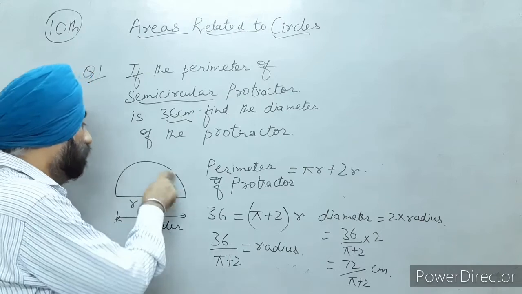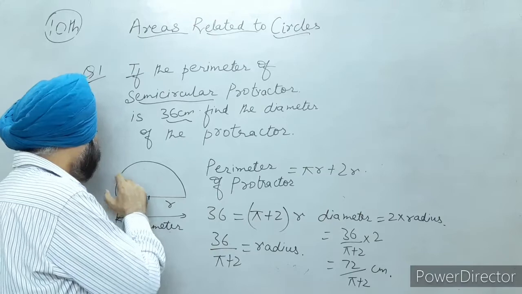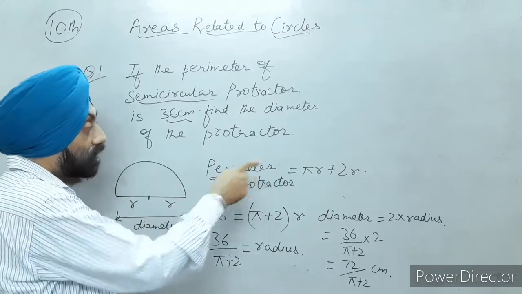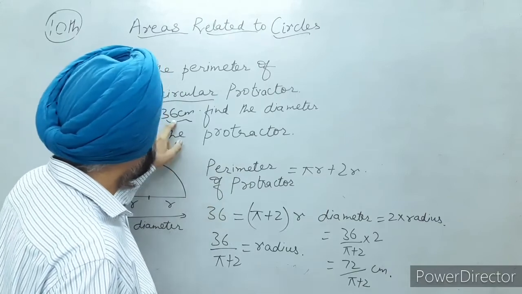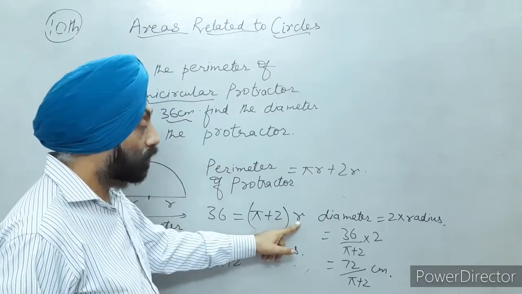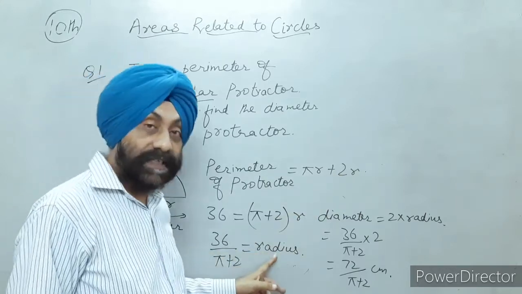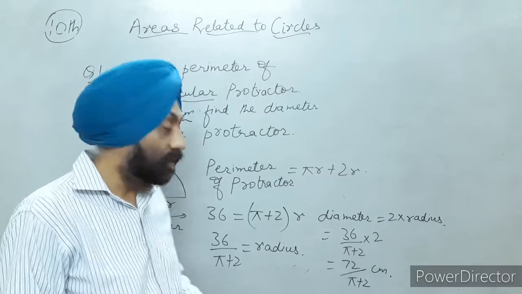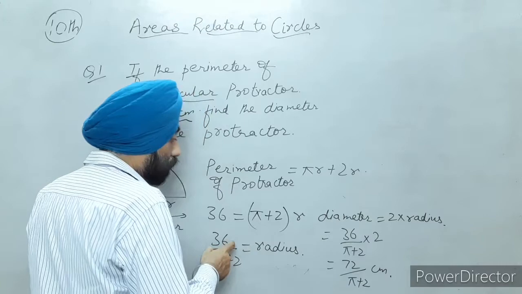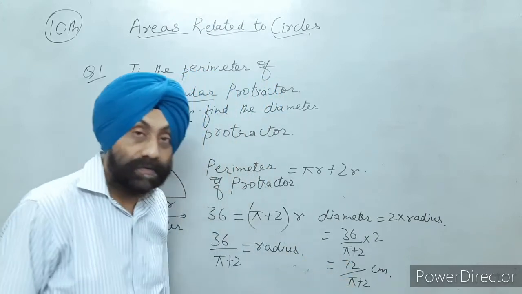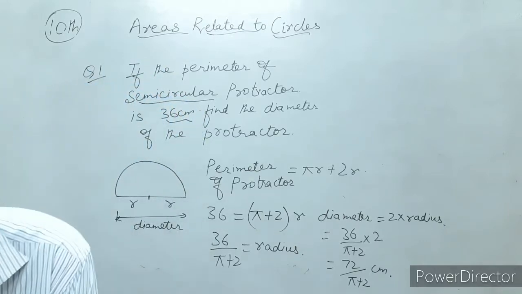Right? It was a semicircle. The perimeter of the semicircle which we wrote was pi r plus r plus r, that is pi r plus 2r. So the perimeter of the protractor was given to us as 36, equal to pi plus 2 into r. R is common, so I get 36 upon pi plus 2, which is the radius. Now what should be the diameter? The diameter is twice the radius. Just multiply the radius with 2, you get 72 upon pi plus 2 centimeter as the diameter of this protractor. This was the first question.